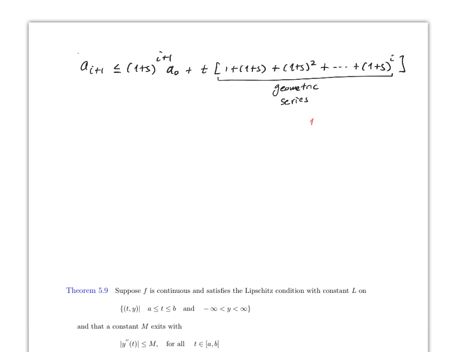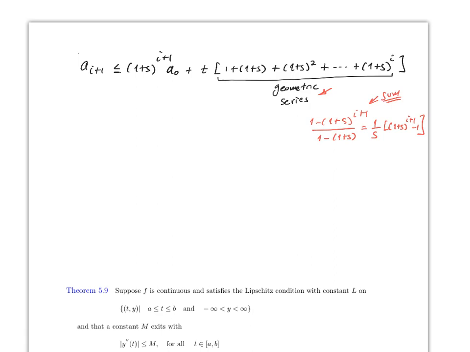It should be (1 − (1 + s)^{i+1}) divided by (1 − (1 + s)), and you will end up with (1/s)((1 + s)^{i+1} − 1). So this is the sum formula for a geometric series. You can find the formula in any college algebra book.